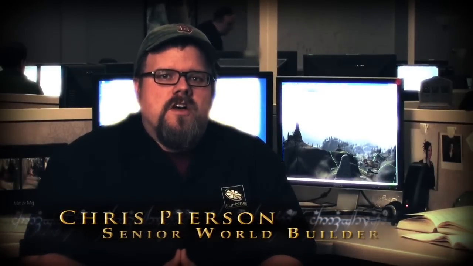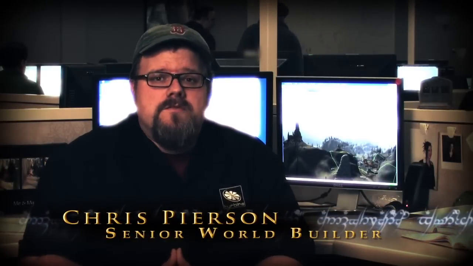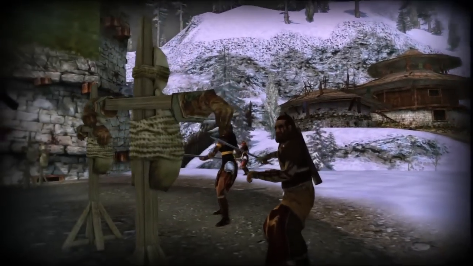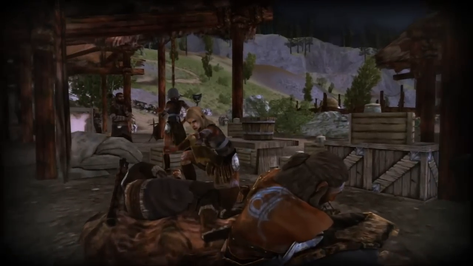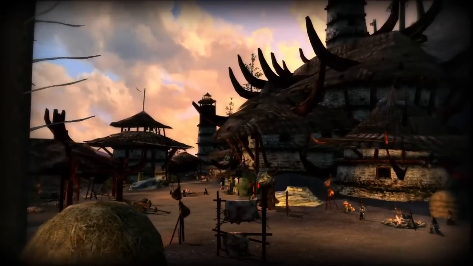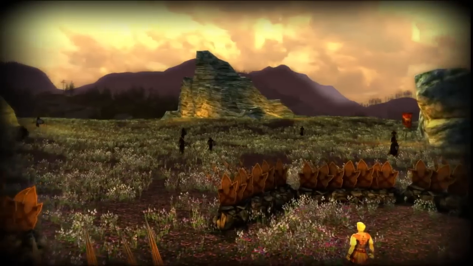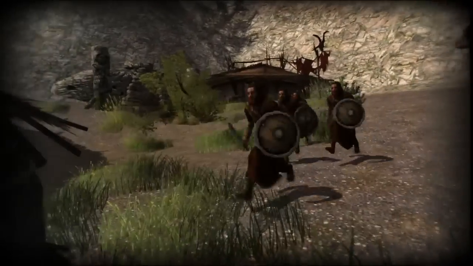Hi, I'm Chris. I'm a senior world builder on Lord of the Rings Online, and I'm working on Dunland right now. We decided to do Dunland because it gives us an opportunity to go behind enemy lines. When Saruman decides to attack Rohan, a lot of his allies come from Dunland, so by developing Dunland, it gives us a chance to see where these hillmen come from and what drives them to hate the Rohirrim so much.